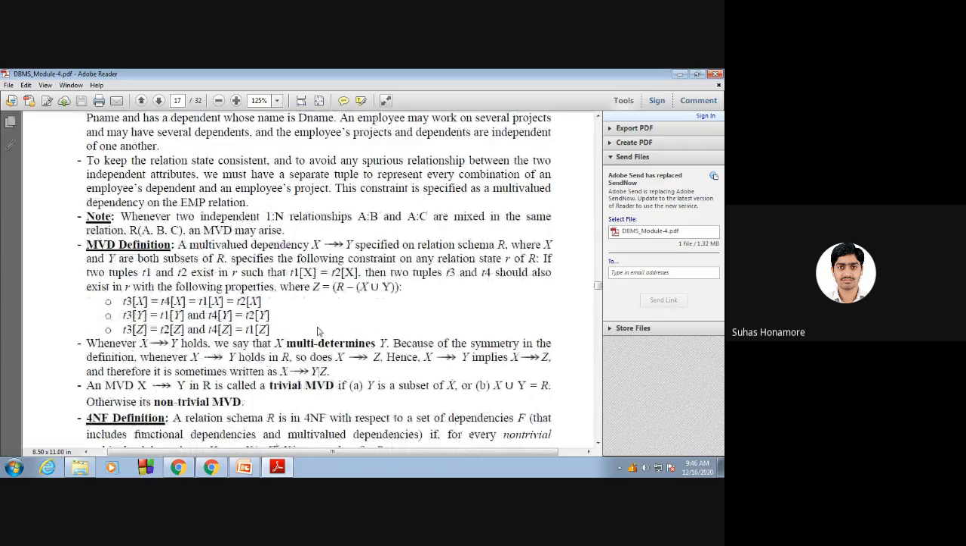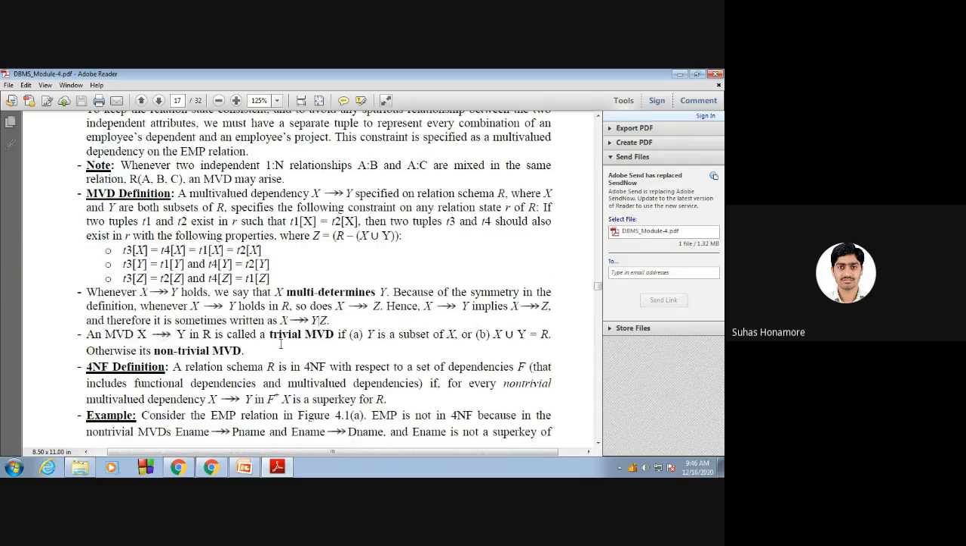Now one more thing we'll study: what is trivial multivalued dependency and non-trivial multivalued dependency. If I have x multidetermines y, then if y is a subset of x, or x union y is equal to R, meaning x and y together make up the entire R, then this is a trivial dependency. Otherwise we say this is a non-trivial dependency.